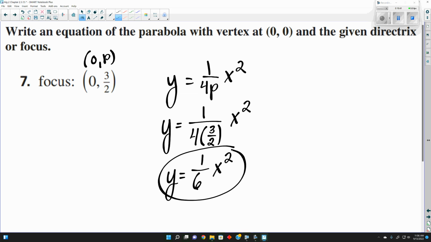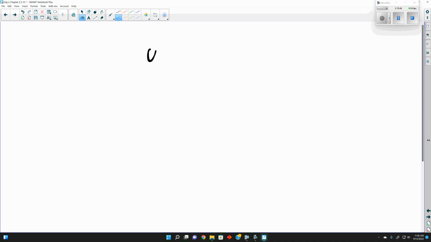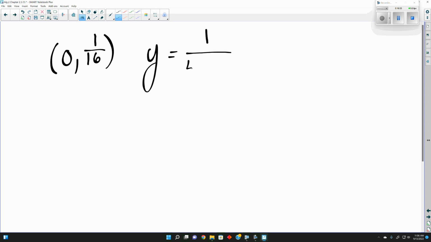Now, it is possible to get a whole number in front of our x squared or y squared. We just haven't hit a case where that was true. Because if we said that we had a point, let's see here, 0, 1/16, I'm just picking a number. So a number like this here, we would plug it in the same way we've been doing. We'd have 1 over 4 times 1/16 x squared.